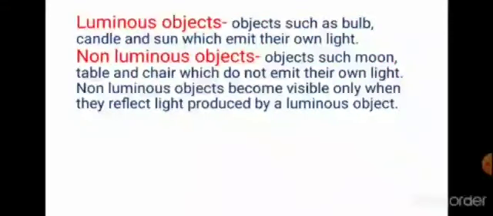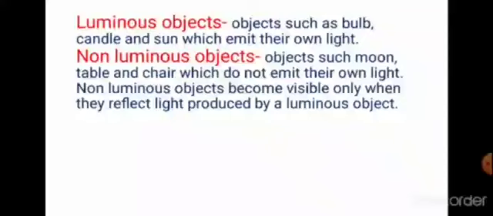Now, on the basis of the light, we are categorizing the objects as two types: luminous objects and non-luminous objects. Objects such as candle, sun, bulb, and tube light, which emit their own light, are called luminous objects, whereas objects such as moon, chair, table, ball, paper, which do not emit their own light, are called non-luminous objects.